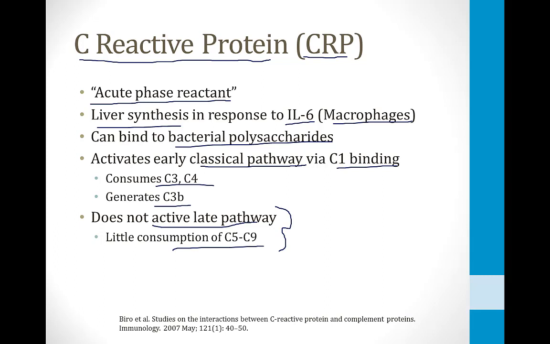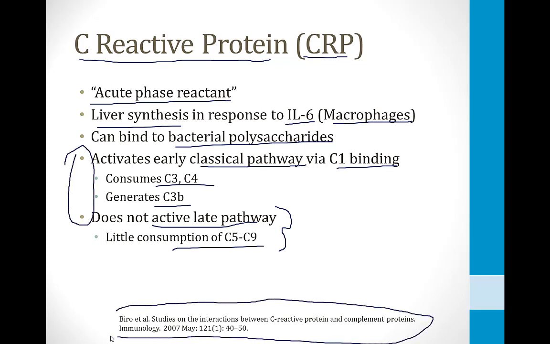It's very unlikely you'll be asked on step one exactly what CRP does in terms of the complement system because its functions are still being worked out. There's an article down here if you want to read a summary of all the studies that have been done, but you should be aware that C-reactive protein is an acute phase reactant synthesized in response to IL-6, and you should know that it can bind to C1.